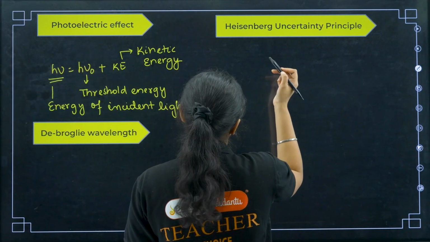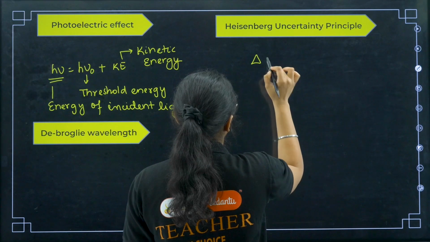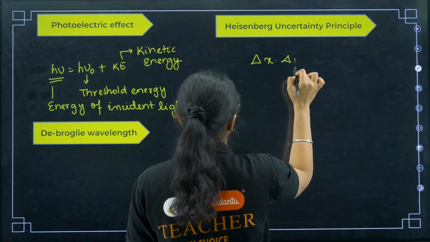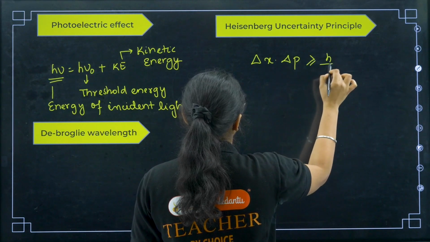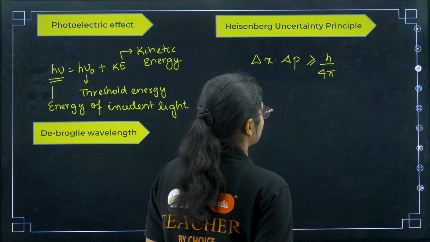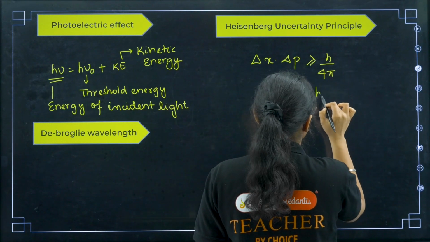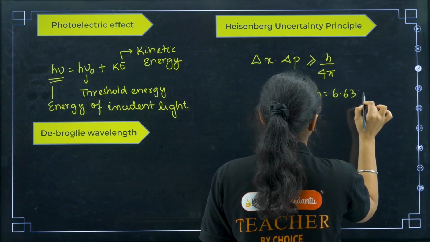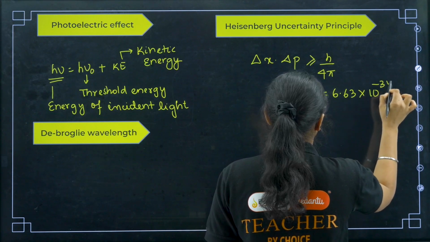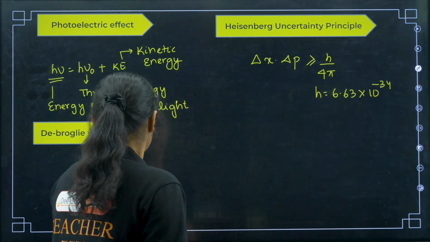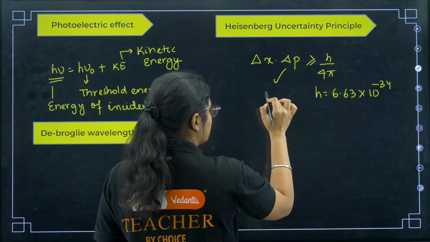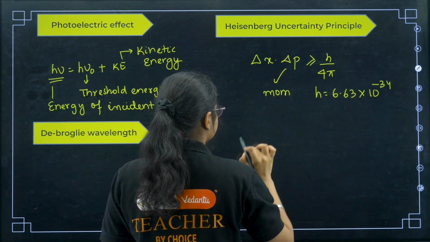Next, coming to Heisenberg uncertainty principle, you know the uncertainty in the position and the uncertainty in the momentum is greater than or equal to h by 4 pi, where h is your Planck's constant, its value is 6.63 into 10 to the power of minus 34. Next, delta p is the uncertainty in momentum.